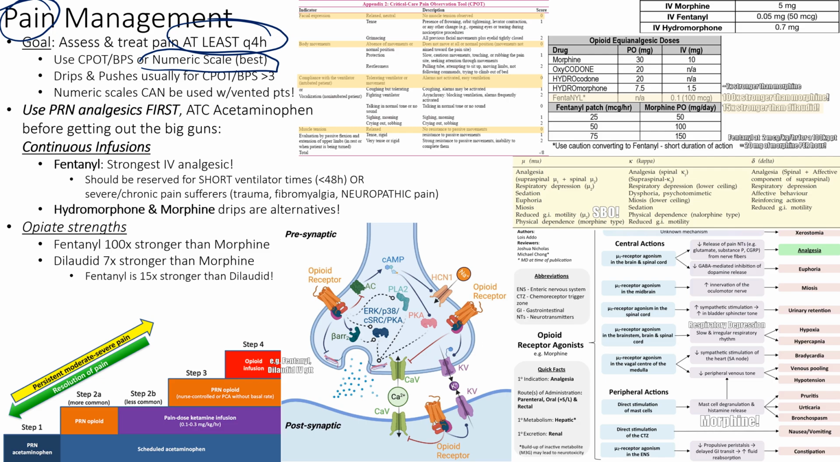But if they can't wake up and give you a number, then that's when we start using CPOT, right? Behavioral pain scale, or BPS, is an alternative, but we use CPOT here, right? And our medications that we give for pain are based on the CPOT scale, right? So our drips, which we'll talk about in the upcoming slides, and pushes are given for a CPOT greater than 3 usually.